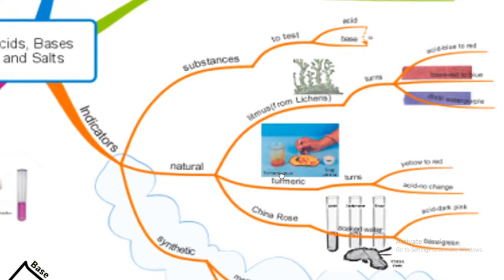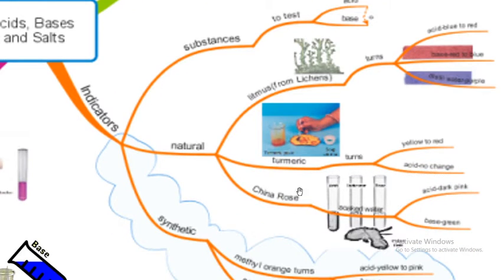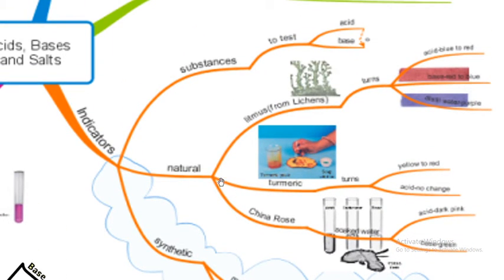The chemical substances used to detect acids and bases are called indicators. These are of two types: natural indicators and synthetic indicators. Natural indicators are prepared from natural substances or natural resources, for example litmus, turmeric and china rose. That is why they are called natural indicators. These are used for detecting acids and bases.